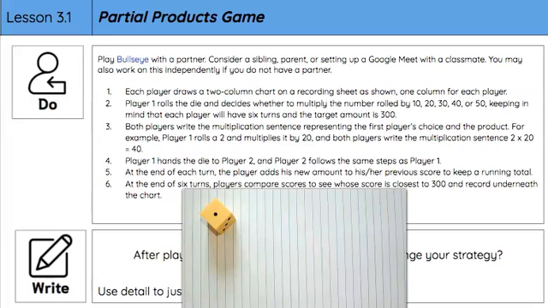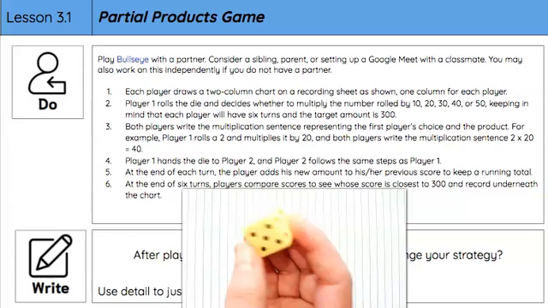I'm going to model for you how to play this game, but first, let's review the objective of the game. The objective of the game is to be the player whose total is closest to 300 after 6 rolls of the die. The total can be exactly 300, less than 300, or greater than 300. It just needs to be the closest to 300. So you need to keep that in mind while you're playing this game to involve some strategy.